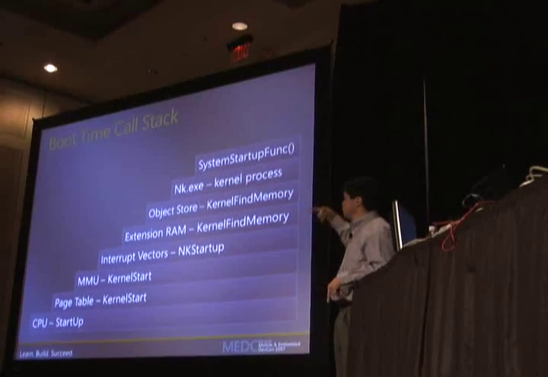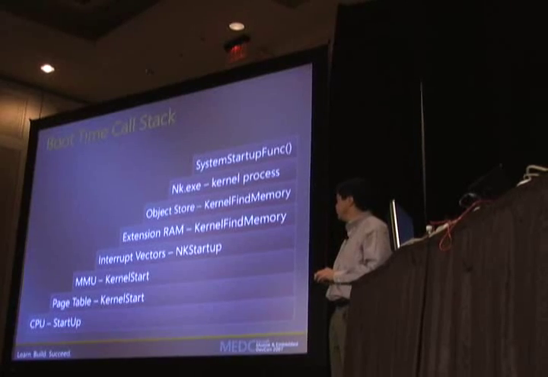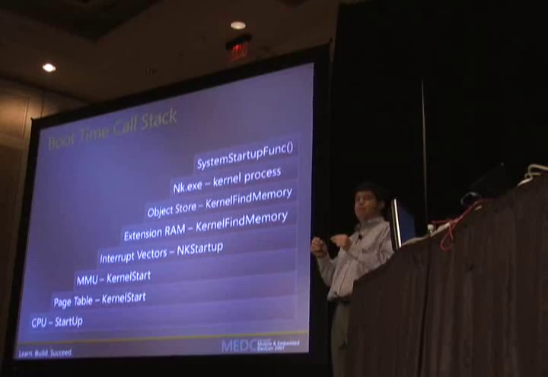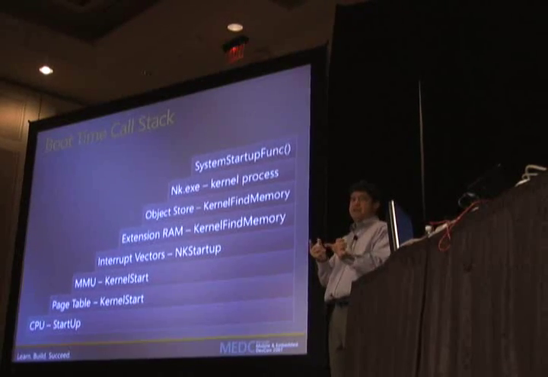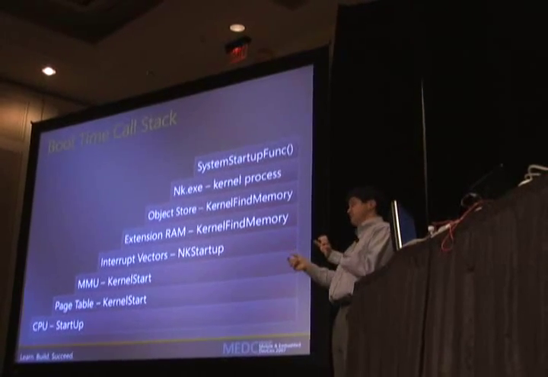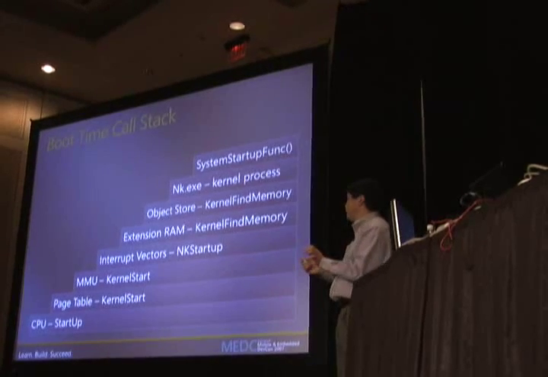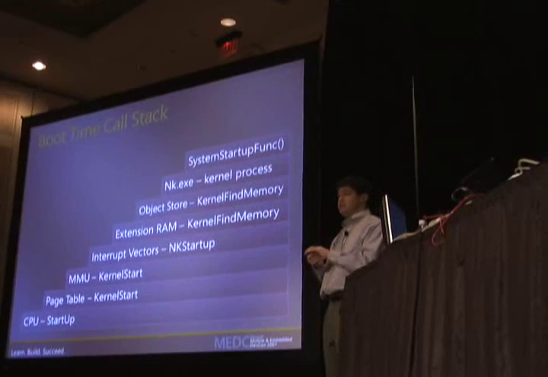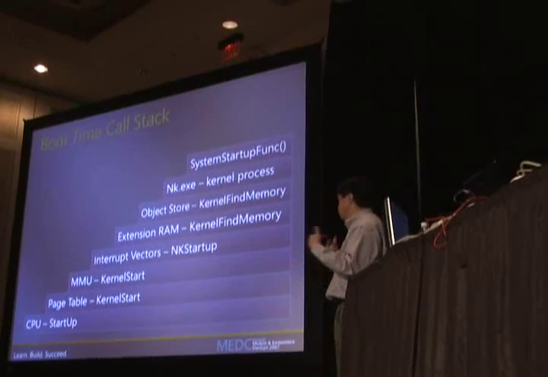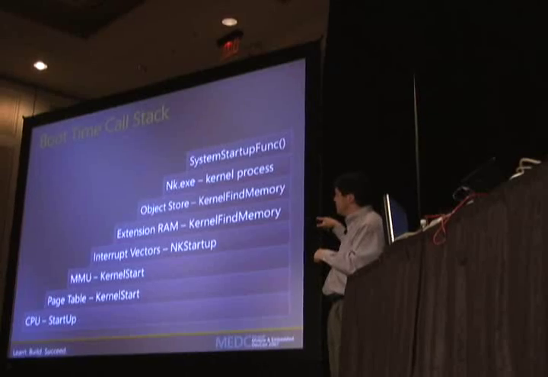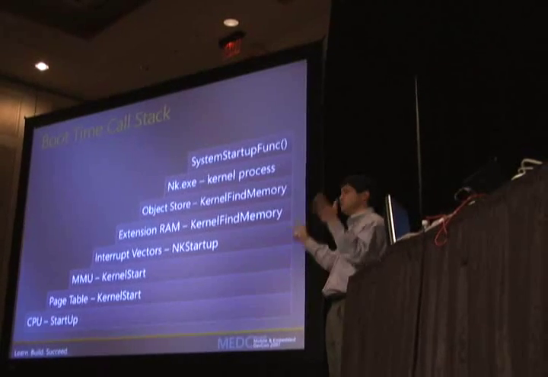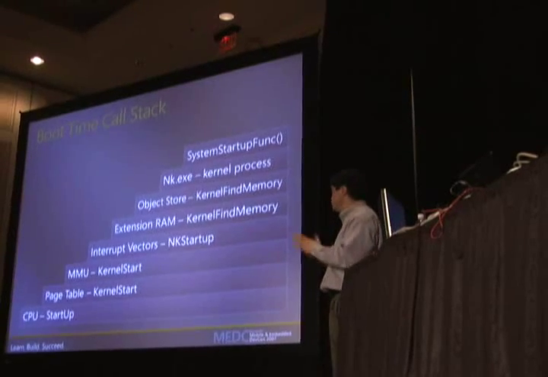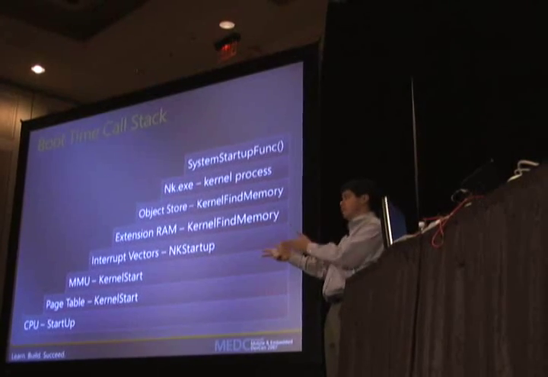Once the interrupt vectors are in place, the next thing to do is, config.bib might say we have 32 meg of RAM, but a given system might have another 32 meg. So kernel find memory finds out if we have that, or if we have multiple execute-in-place regions that the OEM has told us about. Once we know all the RAM we have, we can construct our object store. There's the object store that's in RAM, and we also know where our program memory is. It's halfway along there.